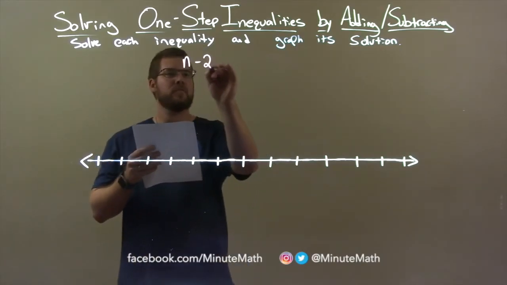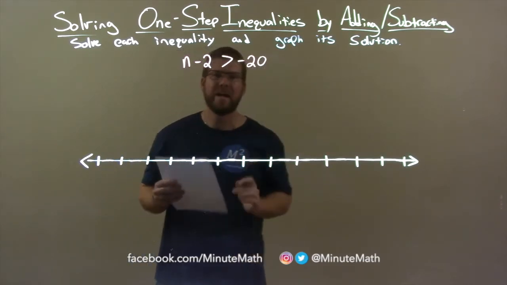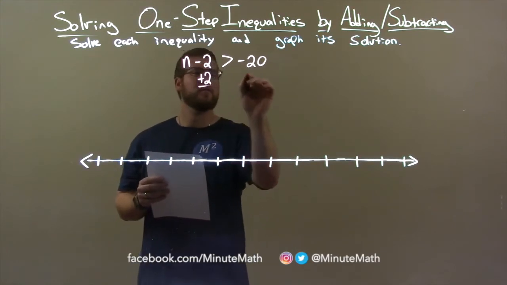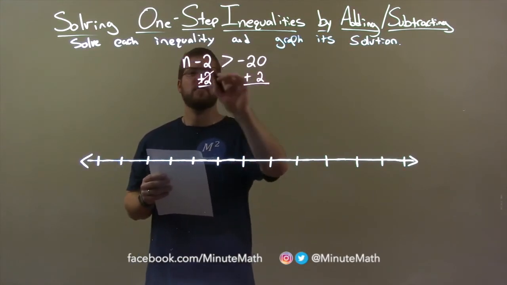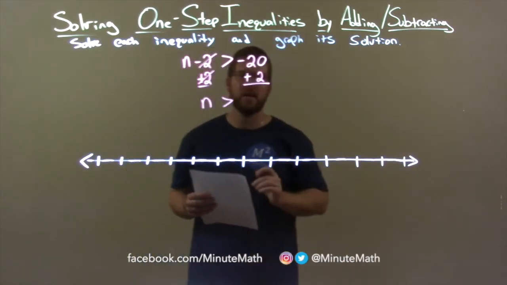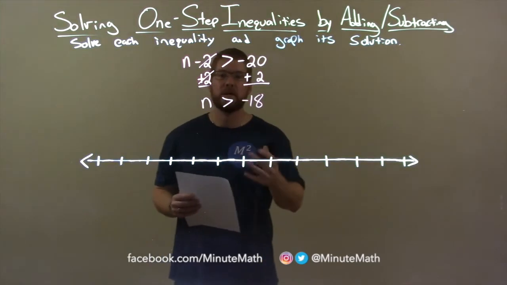n minus 2 is greater than negative 20. I want to get n completely by itself, so I add 2 to both sides. The 2's will cancel, giving me n by itself, still greater than, and negative 20 plus 2 is negative 18. So now let's graph this.